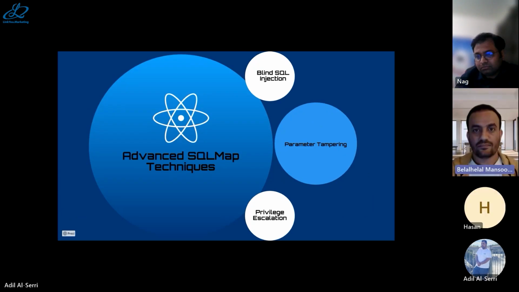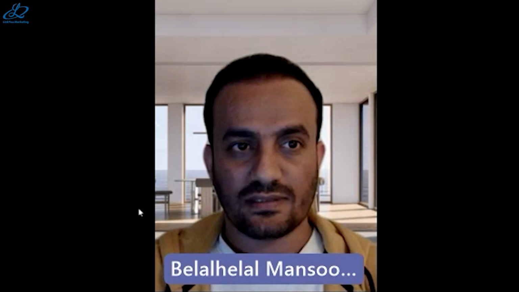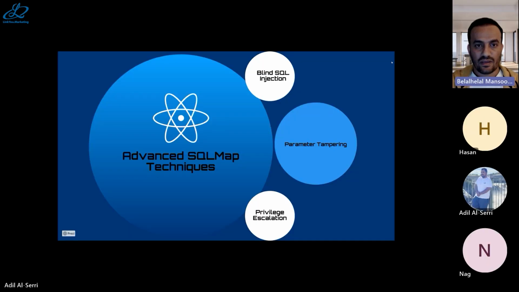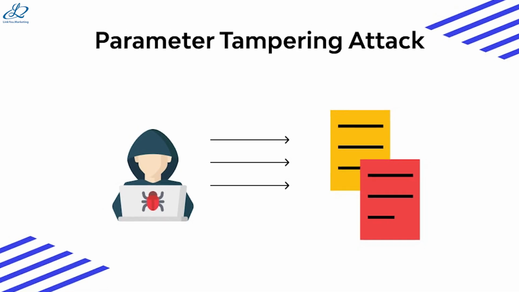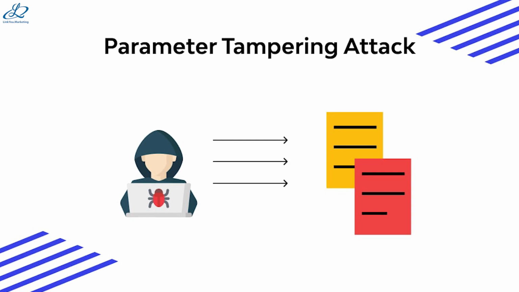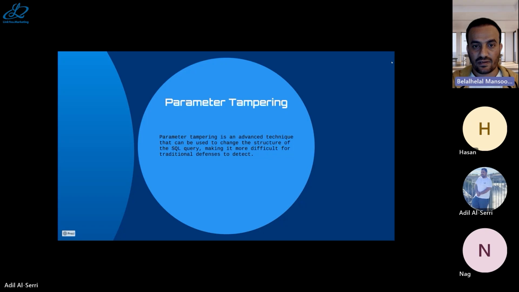Thank you, Nageswara. Hello, everyone. I'm going to talk about the advanced SQLMap techniques. First, I'll talk about parameter tampering. Parameter tampering is an advanced technique that can be used to change the structure of the SQL query, making it more difficult for traditional defenses to detect.